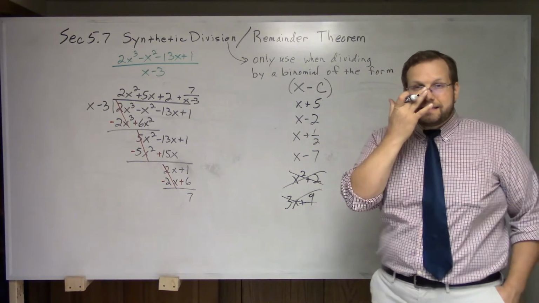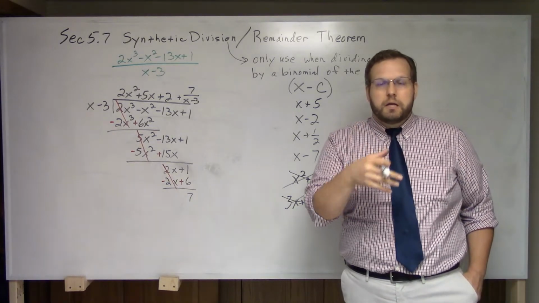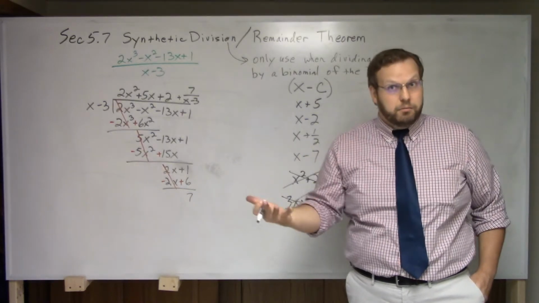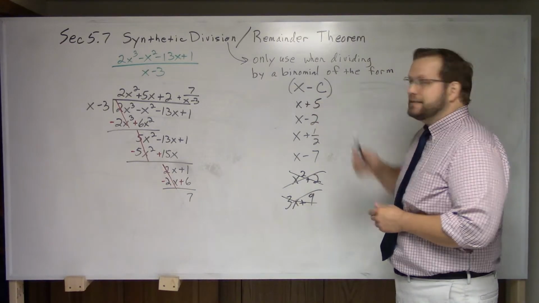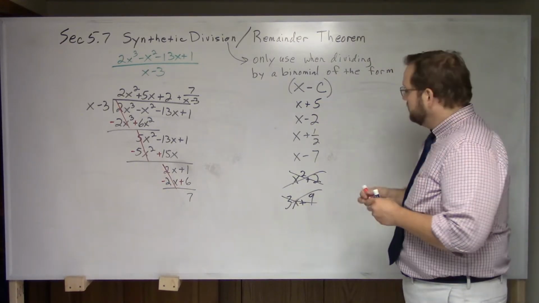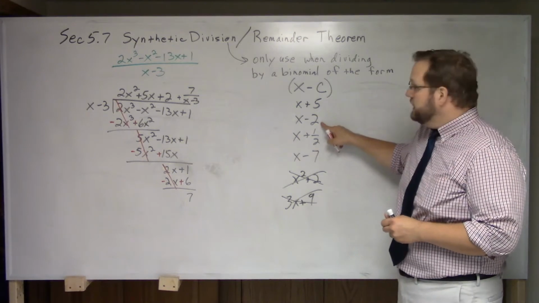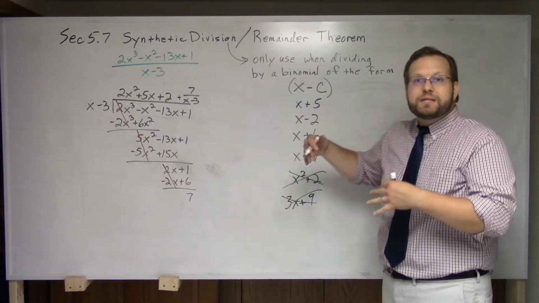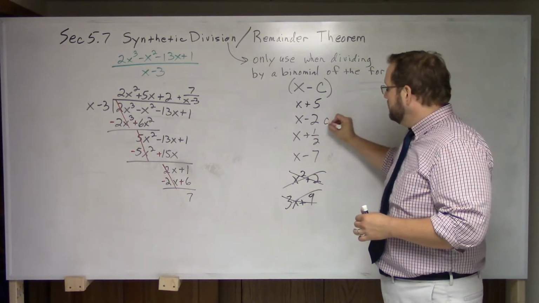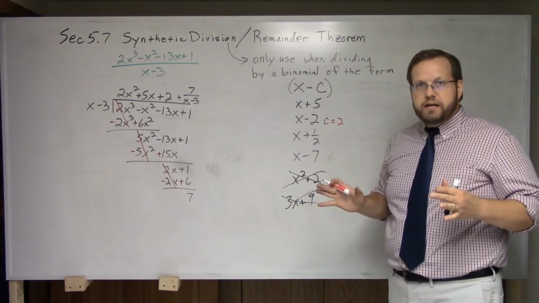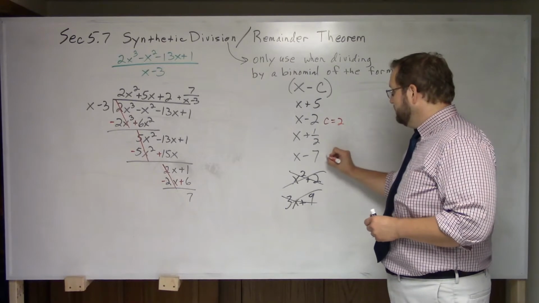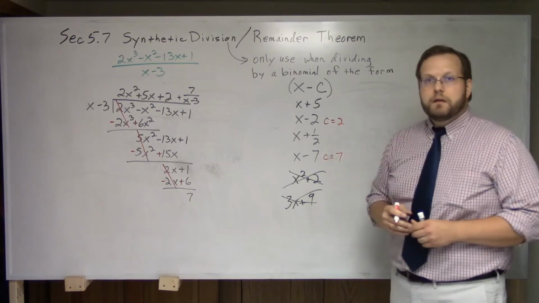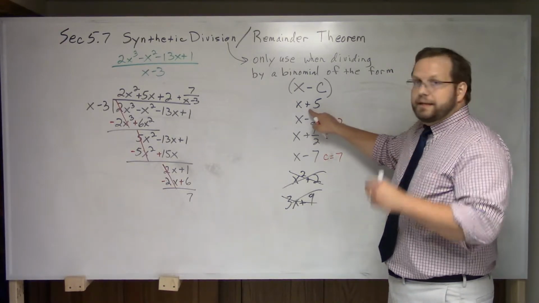Okay, now that c value is going to be very important to identify to get the problem rolling. So if we're dealing with x minus c, let's go to this one for instance. If it's x minus c, when you say x minus 2, c is 2, piece of cake. X minus c and you have x minus 7, well then c is 7. But what happens when you have something like this?